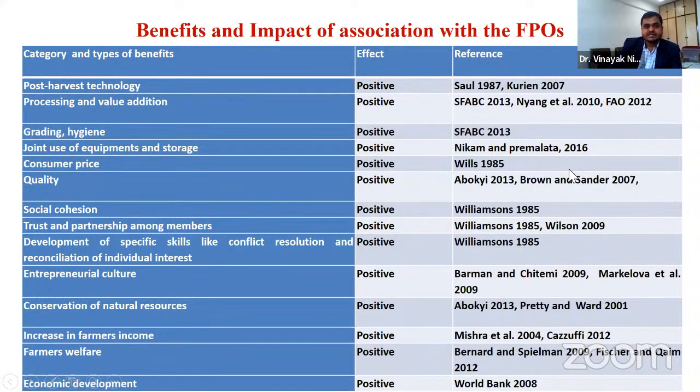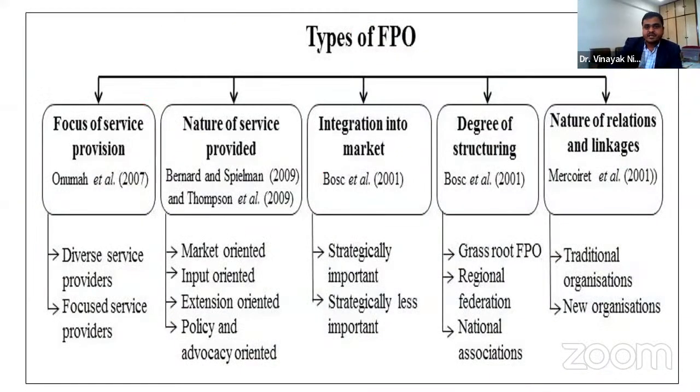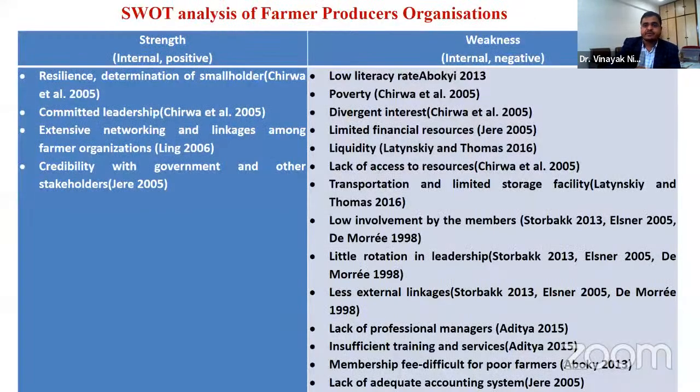And these are the functions or impact of farmer producer organizations. There can be many categories of farmer producer organizations, but the classification we mostly follow is based on the nature of service provided: market oriented, input oriented, extension oriented, and policy and advocacy oriented. Okay, SWOT analysis of FPOs.